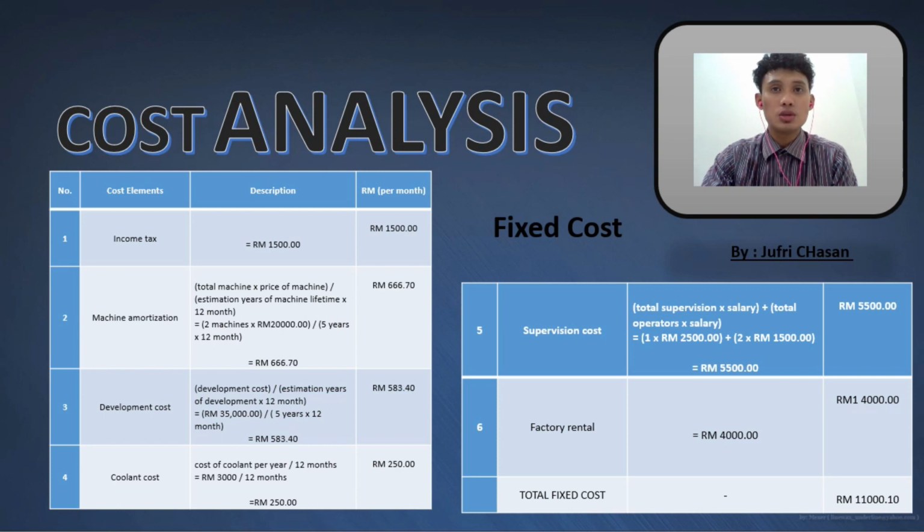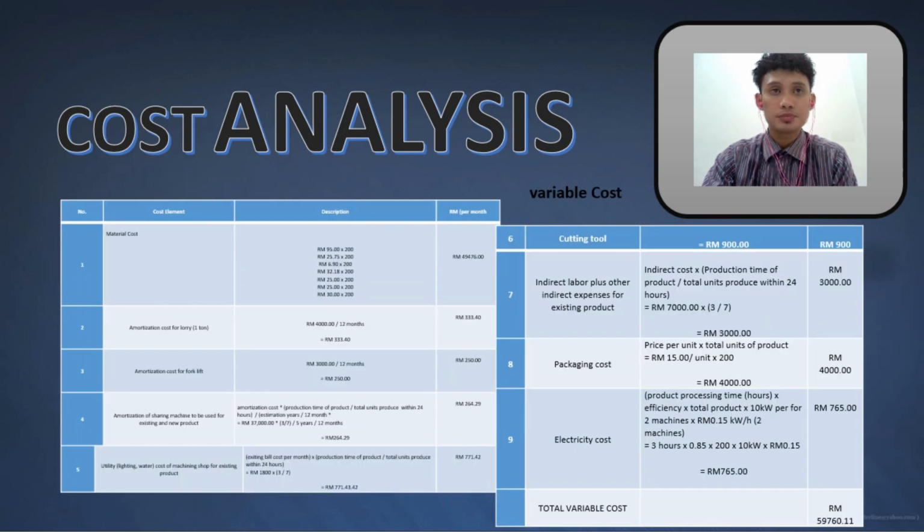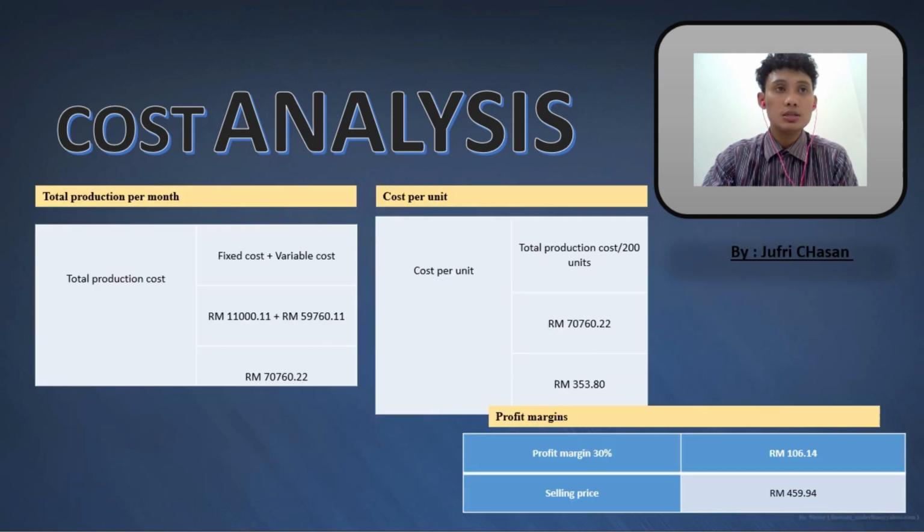This is a fixed cost. You can see here income tax, machine amortization, development cost, and coolant cost. You can see here our variable cost also. This is the total product per month. We get 70,760.22 cents. Cost per unit. Also, you can see here the profit margin and selling price.